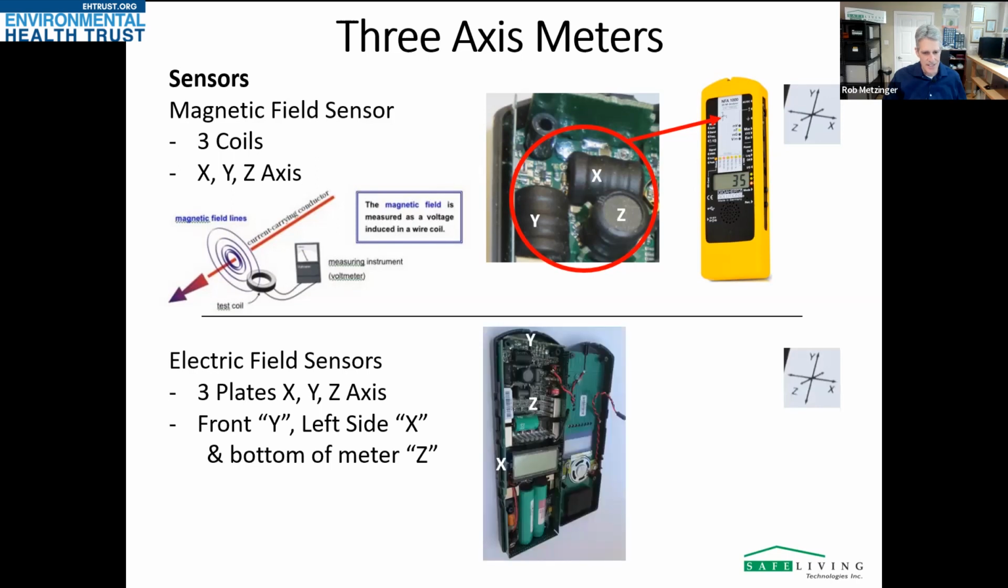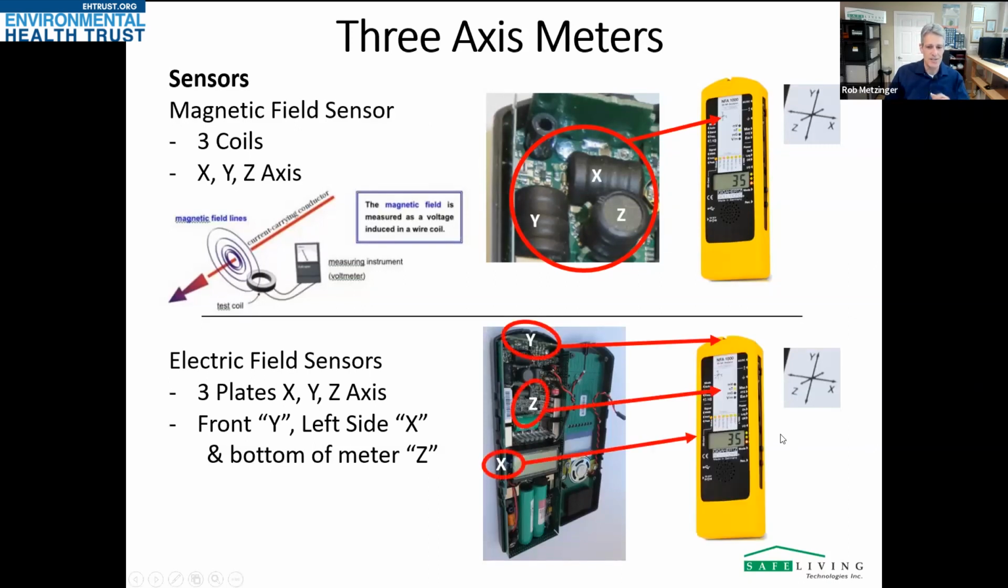And same with the electric field sensors. Three-axis meters have 3 plates, electric field plates. There's not very many electric field meters out there that do 3-axis. This NFA 1000 is the most economical, and it comes in at around $1,900. Other ones out there range from $5,000 to $10,000. So it's really difficult making a 3-axis electric field meter. Gigahertz Solutions did it brilliantly with this NFA 1000, but there is a cost to it, unfortunately.